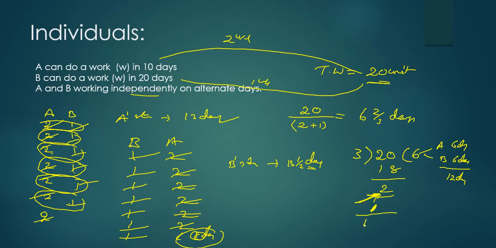Still 1 unit is left over. On the 20th day A has to do it, but A can finish the 1 unit in half a day. Simply, if B does the work, what happens? This is 12 days plus 1, 13, and to do this 1 unit A takes half a day. Simply 13 and a half days. Okay.